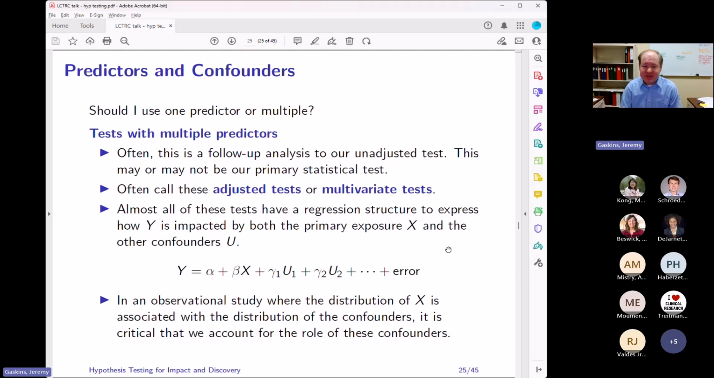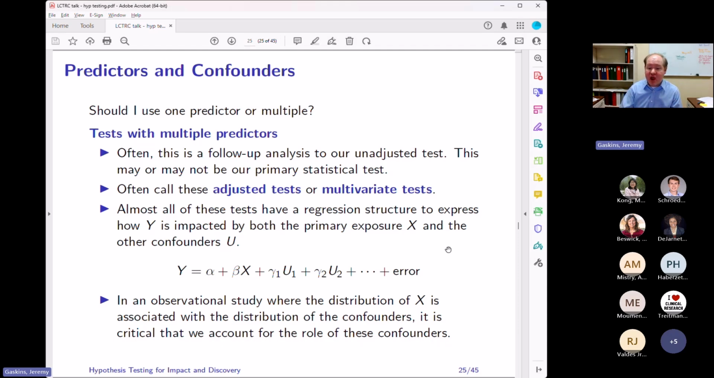So they usually look something like Y equals alpha, which is sort of our unknown intercept, plus beta times our primary exposure, and then plus different terms, gamma 1 times our confounder 1, plus gamma 2 times confounder 2, and so on, plus some error, right? And of course, if I have a binary outcome, then this is a logistic regression instead of a linear regression. If my Y is a survival outcome, this is a Cox regression instead of a linear regression, right? But they all have the same sort of regression structure.